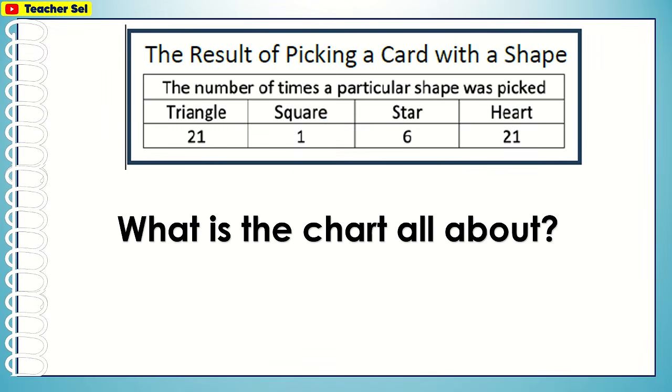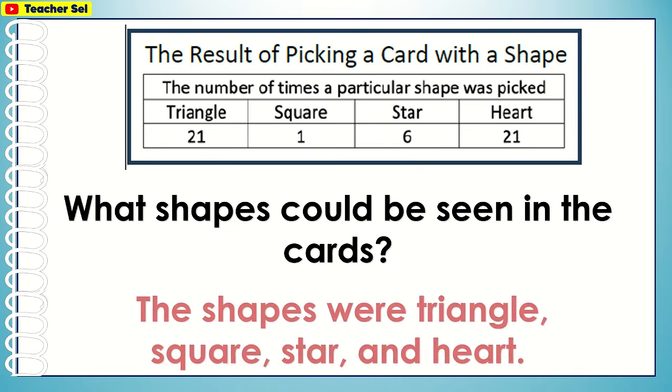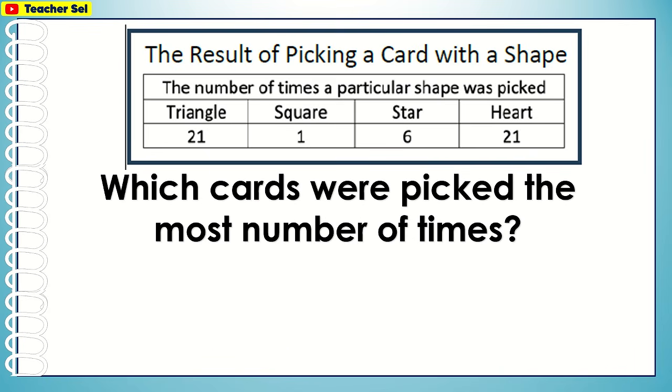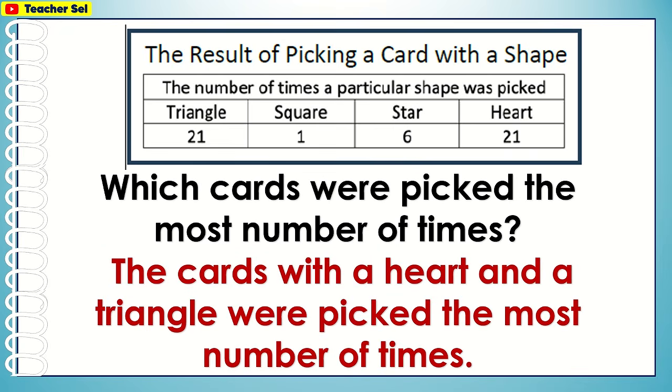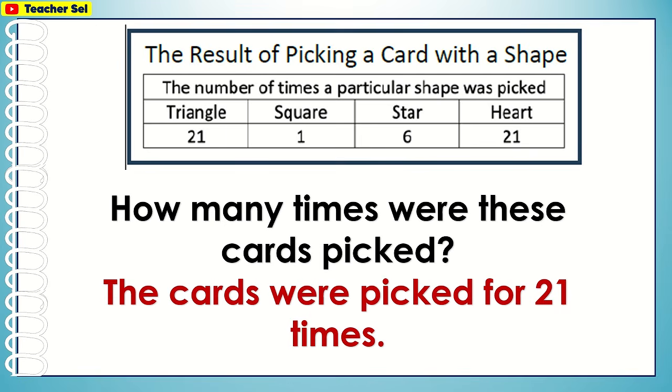What is the chart all about? It is about the result of picking a card with a shape. What shapes could be seen in the cards? The shapes were triangle, square, star, and heart. Which cards were picked the most number of times? The cards with a heart and a triangle were picked the most number of times. How many times were these cards picked? The cards were picked 21 times.